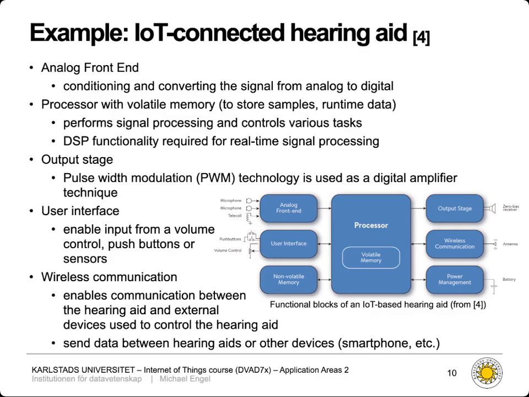So you might have simple controls on your device, like a volume control or a push button or a sensor. And of course, you might also have an interface to your smartphone in order to control more details. And this is done using wireless communication. And this wireless communication then can also be used to send data, for example, from your stereo or from your telephone in order to enable you to use the hearing aid as a sort of headphone adapted to your hearing.